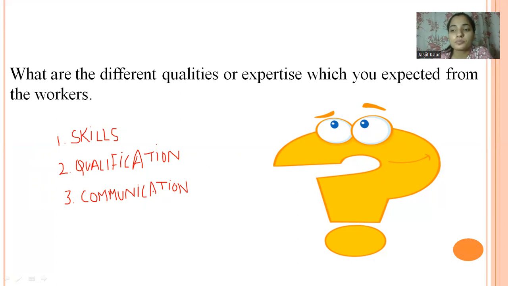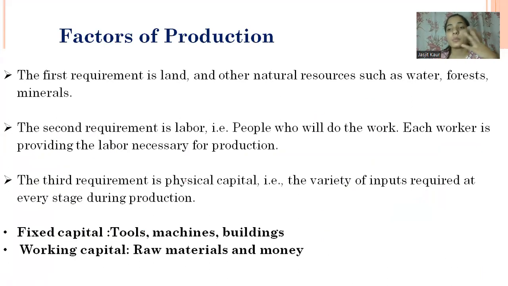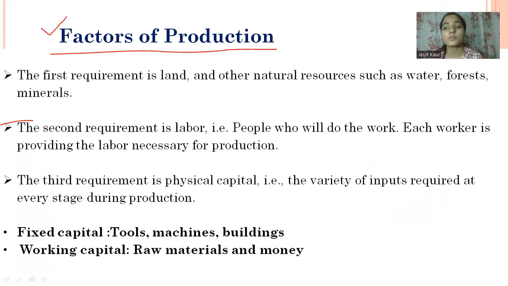Now we will be looking at what factors we need while we establish an industry at any place. The things that we need while establishing an industry at one place are known as factors of production. Okay, so you have to remember this: all the factors that are required for establishing any one particular industry are known as factors of production.